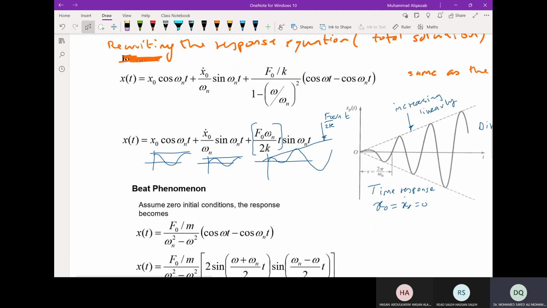So if you are calculating the response at different times, you have to know what omega is. If omega is not equal to omega n, then you can use this equation, number 1. If omega equals omega n, then you should use equation number 2 to calculate the response at different times.